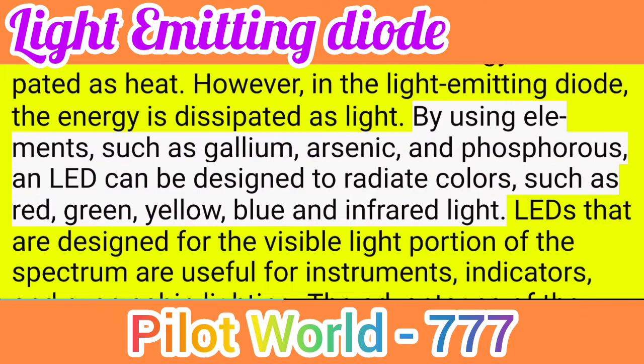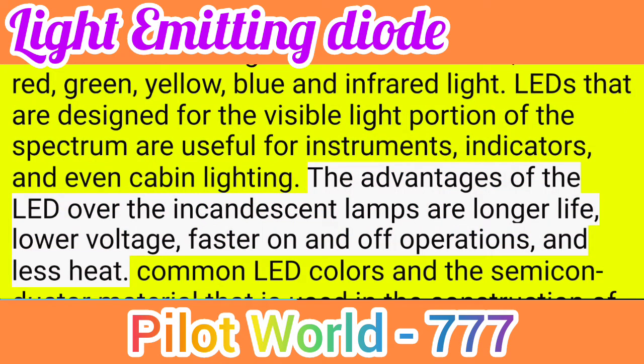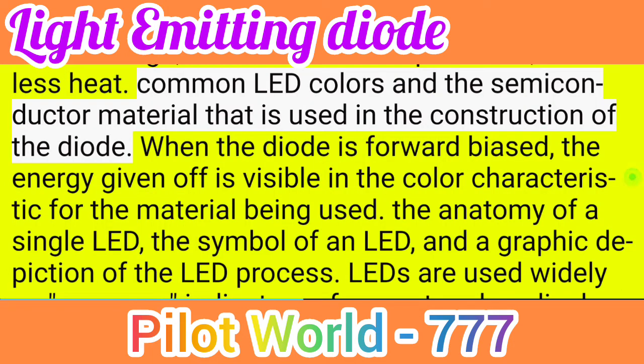By using elements such as gallium, arsenic, and phosphorus, an LED can be designed to radiate colors such as red, green, yellow, blue, and infrared light. LEDs that are designed for the visible light portion of the spectrum are useful for instruments, indicators, and even cabin lighting. The advantages of the LED over incandescent lamps are longer life, lower voltage, faster on and off operation, and less heat. Common LED colors depend on the semiconductor material that is used in the construction of the diode.